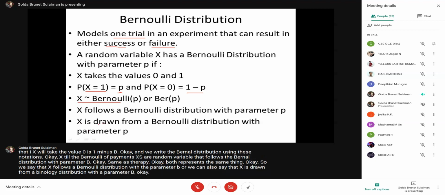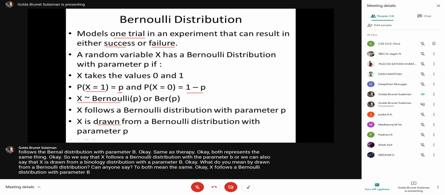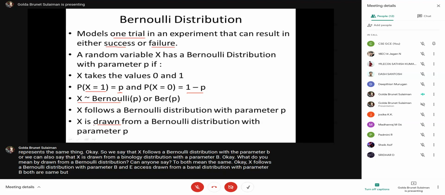What do you mean by drawn from a Bernoulli distribution? Can anyone say? See, both mean the same. x follows a Bernoulli distribution with parameter p, and x is drawn from a Bernoulli distribution with parameter p. Both are the same, but can you say what you mean by drawn?